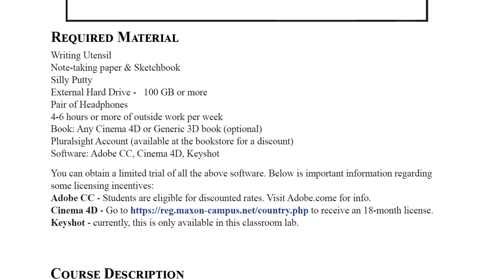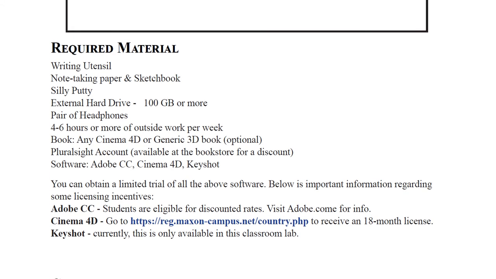Materials. Oh, I skipped that one. Writing utensil, note-taking paper and sketchbook, silly putty. As an artist, you should always have certain things with you. One of the things I recommend, and for my other classes, I'm requiring that they get this. I meant to put it on this one too, but apparently I forgot it.